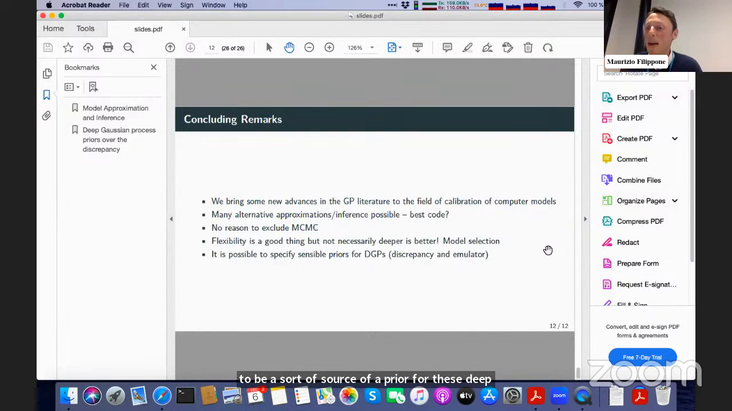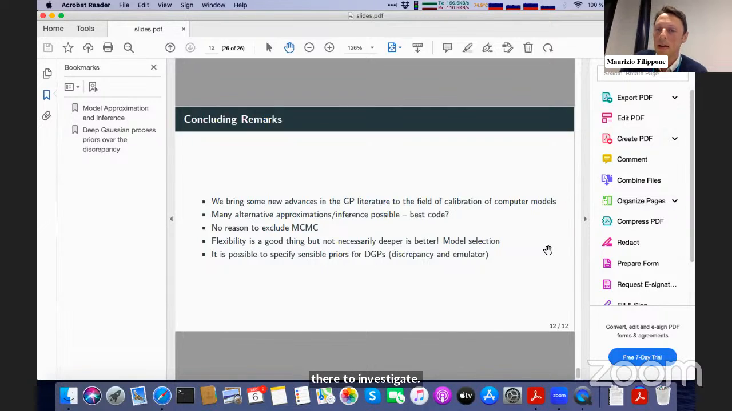And maybe come up with a framework to actually do inference over the parameters of the computer model through this. But it's not clear to me how to tie everything in at the moment. But maybe there's something interesting there to investigate.